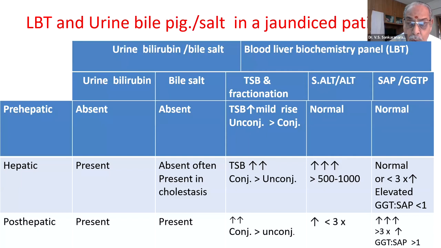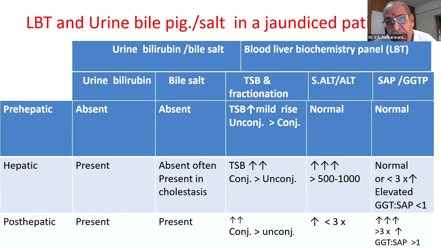Slide. Yeah. Now, this is a summary of all the tests which will help us to know whether we are having a hemolytic jaundice or liver disease induced viral hepatitis or drug induced hepatitis or cirrhosis or chronic hepatitis, etc. Hepatic. And the last one is, of course, extrahepatic, maybe extrahepatic biliary obstruction.